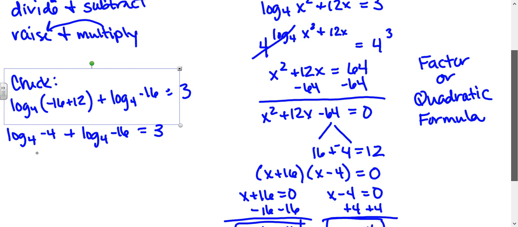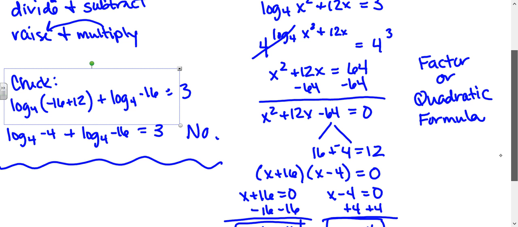Well, 4 to what power equals negative 4? Or 4 to what power equals negative 16? It's impossible for me to take 4 to a power and get a negative number. It's always going to be greater than or equal to 0. So this is not possible. So because it has the negative numbers, it's not going to be possible. The other way you could figure it out is you could use the change of base formula to figure out what these are equal to, which in your calculator will say error because you can't take 4 to a power and get a negative number.